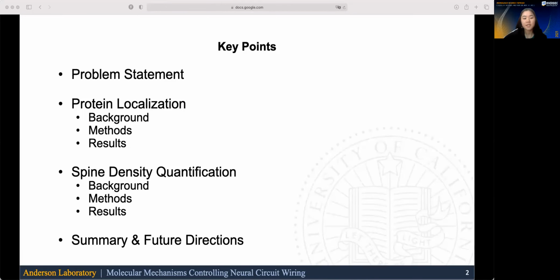To start off, these are the key points we will be introducing. To best explain our research, we will break our presentation down into two components: Electrophilia II protein localization and spine density quantification. For each, we'll provide some background information as well as the methodology and obtained results.